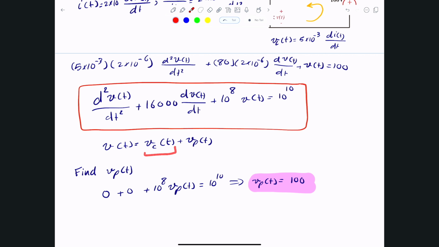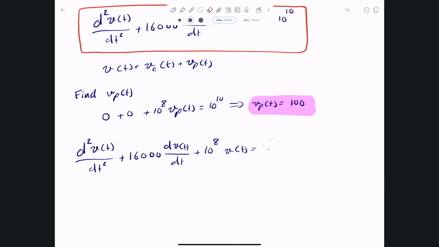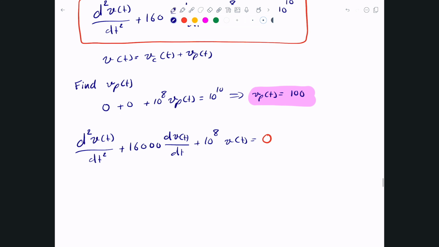So that leaves me here, I need to find the complementary solution. So the complementary solution is the solution for this equation in here, okay? But instead of having it equal to 10, what we do have it equal to is 0, and that makes it a homogeneous equation. And then what we do is we derive the characteristic equation. The characteristic equation is simply s squared plus 16,000s plus 10 to the power 8 equals 0.